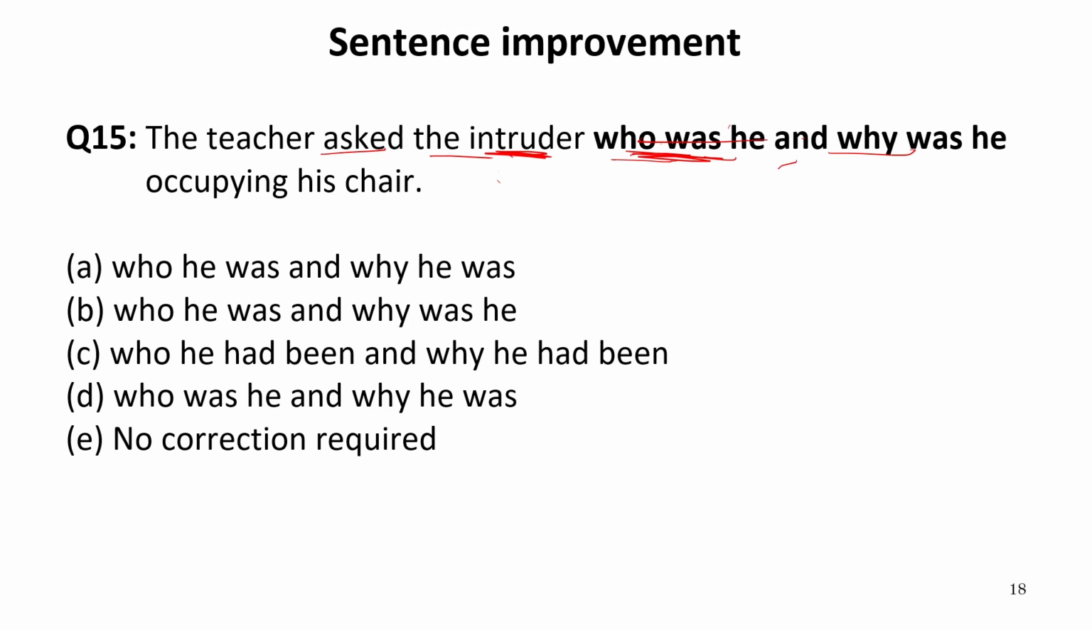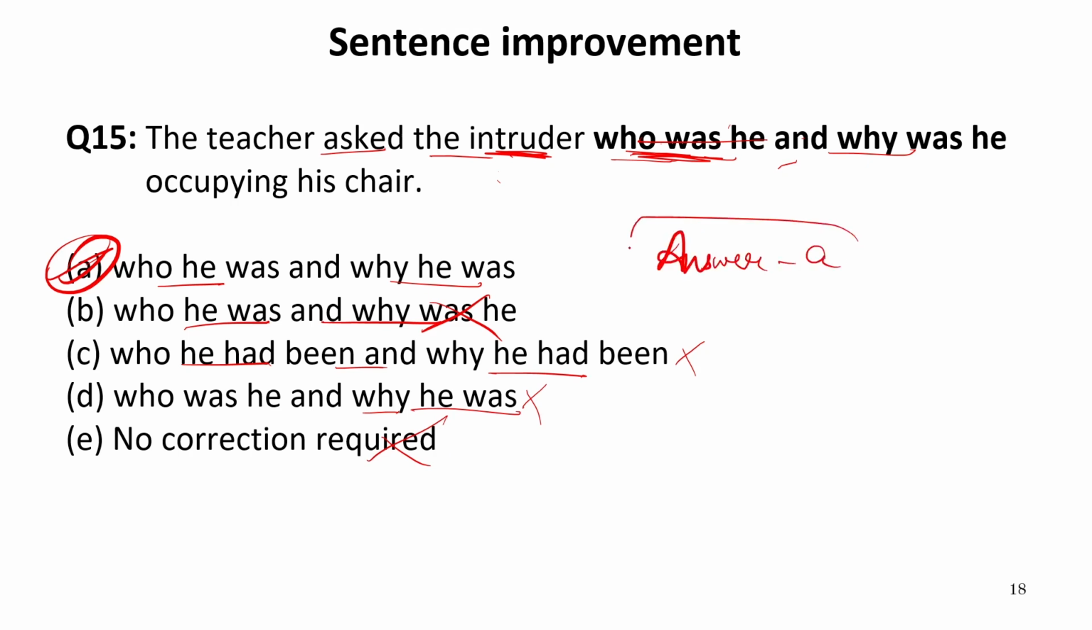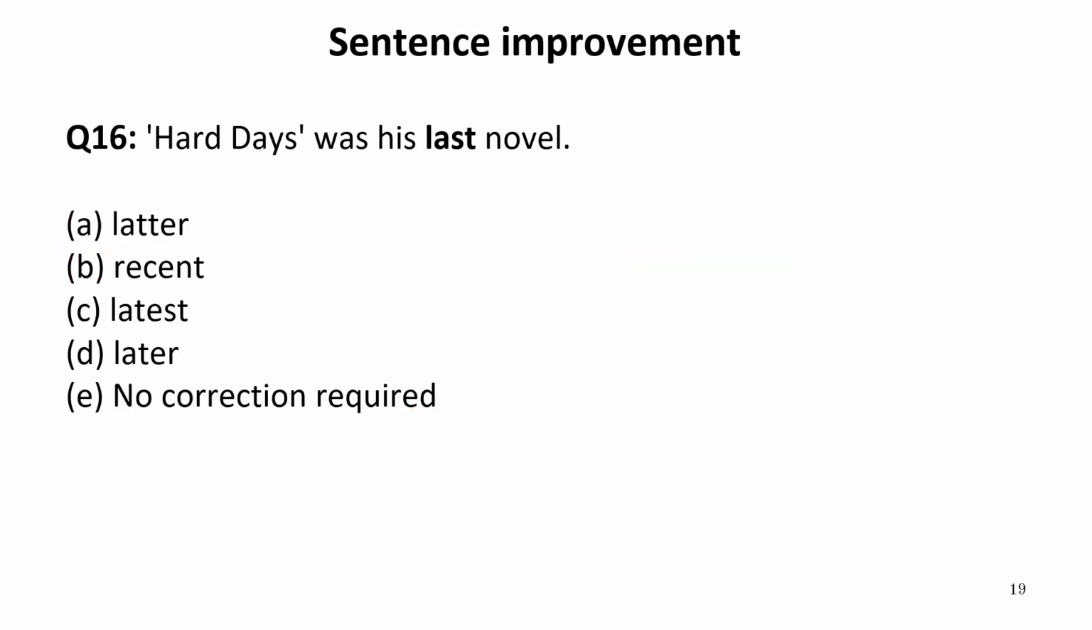So let us see the options, who he was and why he was. And who he was, why he was is given in option A. Who he was and why was he, this is incorrect. Who he had been and why he had been, this is also incorrect. Who was he and why he was is also incorrect. No improvement is incorrect. So our answer is A. That is who he was and why he was. Now let us move to the next one.